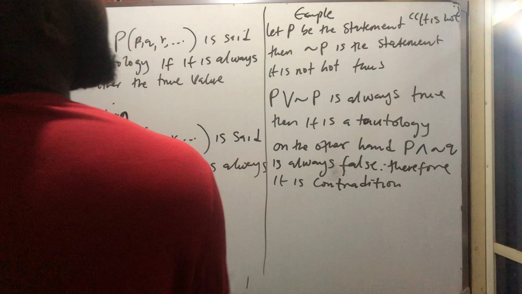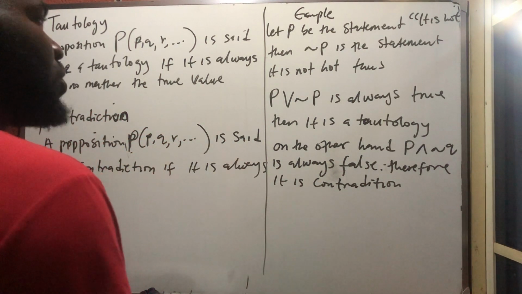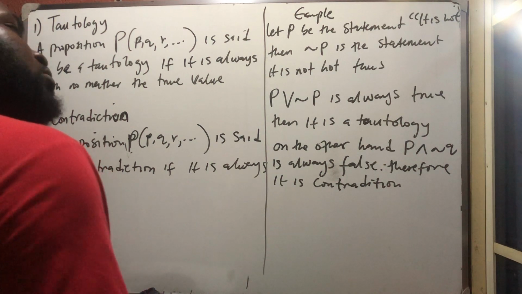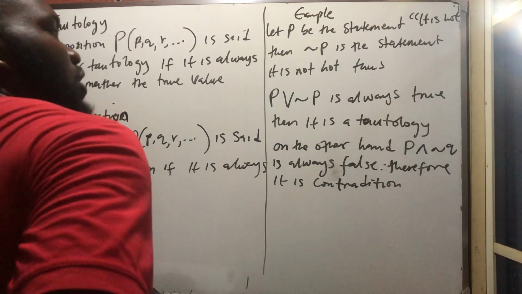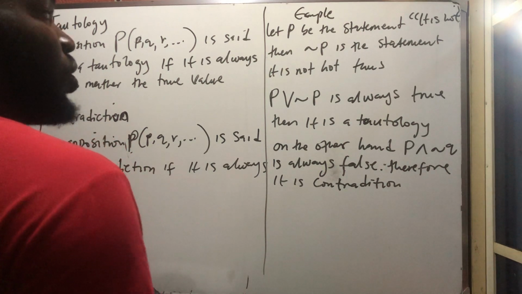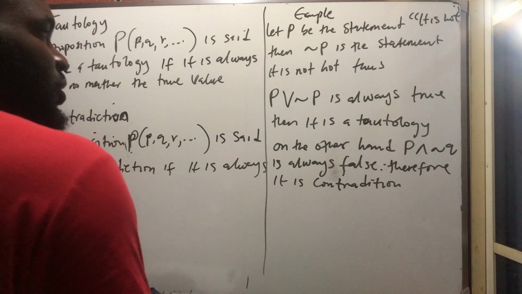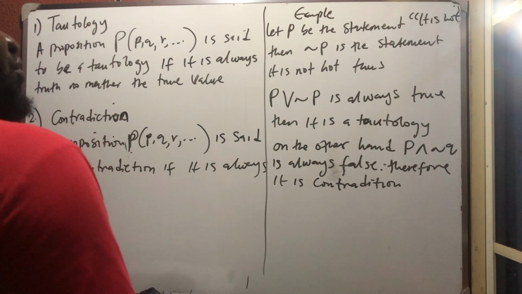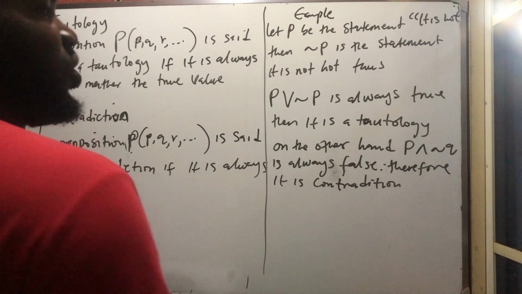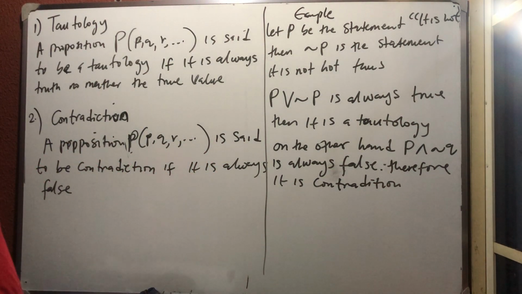So let me explain. They say that P is a statement, it is hot, and then the negation of P is, it is not hot. If you say that it is hot or it is not hot, it is always true. So it can either be hot or not hot. Are you getting it? Then it is called a tautology, because it is always true. But if you say that it is hot and not hot again, you are contradicting yourself. So it is a contradiction.